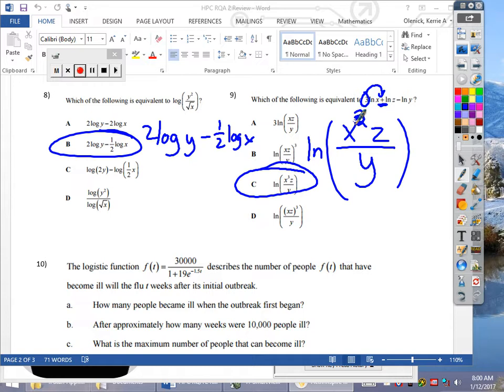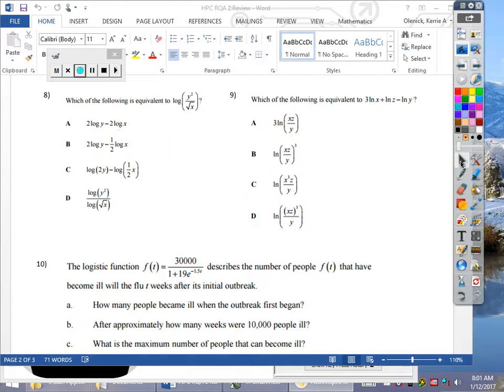I heard a question. Huh? Why is it not B? D? Okay, so it would have been D if this was in parentheses. The 3 is only with the x. You good? That's a good question, though. Everyone okay?